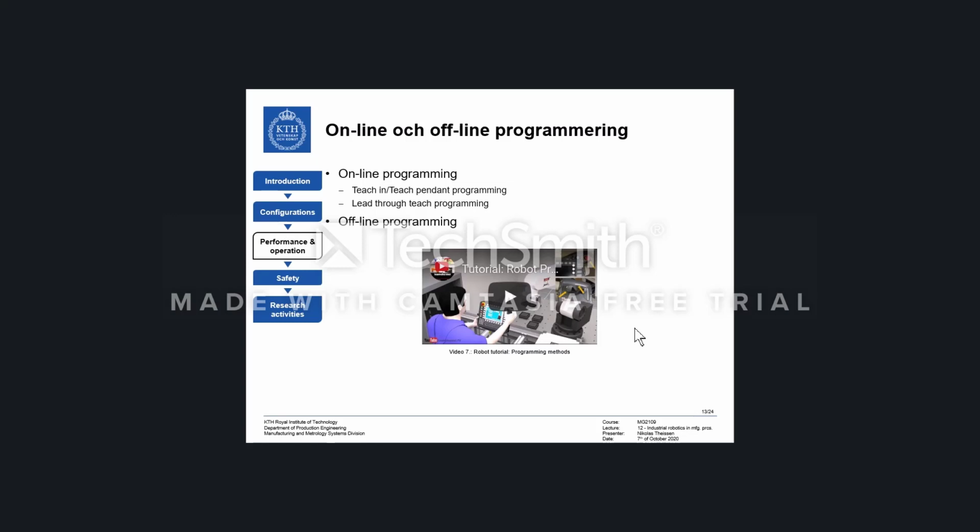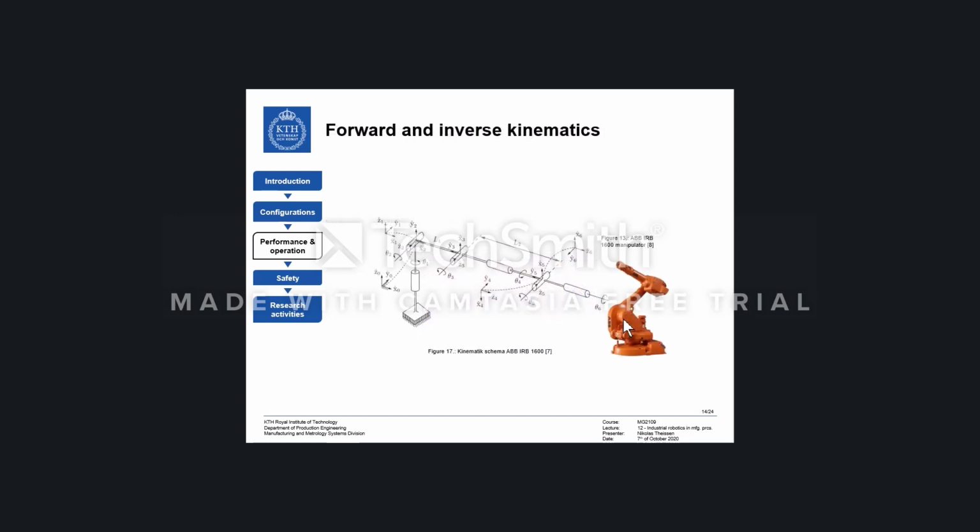To understand where those errors come from, or where the difference in the positioning accuracy and repeatability comes from, let's consider forward and inverse kinematics. So in figure 17, you see the kinematic schema of the industrial robot that you see in figure 13. And what we need to consider is that forward and inverse kinematics is the way of calculating positions and orientations in space based on the joint angles of the robot.